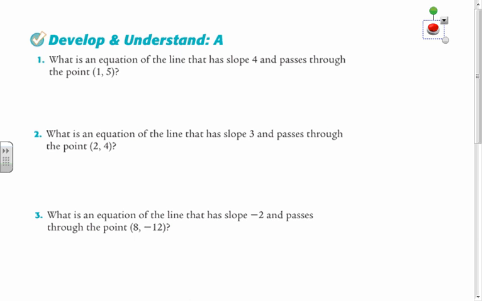That's how you write an equation. Let's try one more here, just so we get the hang of it. It says, what is the equation of a line that has slope 4 and passes through (1, 5)? So let's just start by writing what we know.